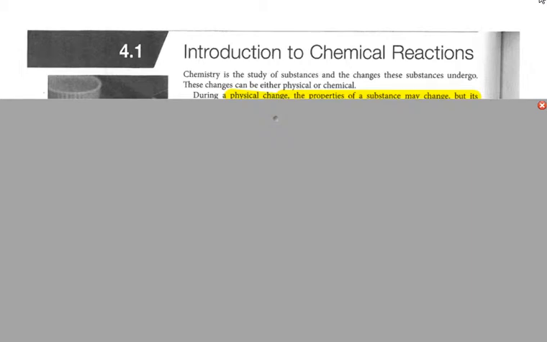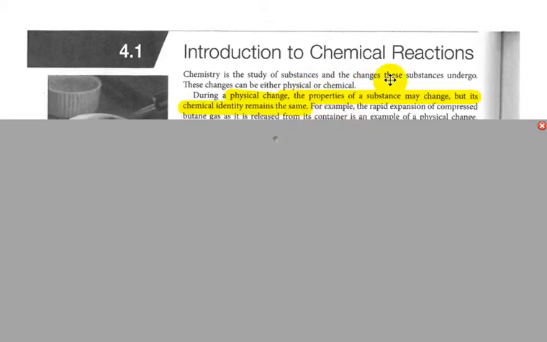Welcome back. This is the section 4.1 Introduction to Chemical Reactions mini booklet that you have, which marks the final part of the review. And this basically deals with balancing equations. So if we look here, chemistry is the study of substances and the changes that these substances undergo.